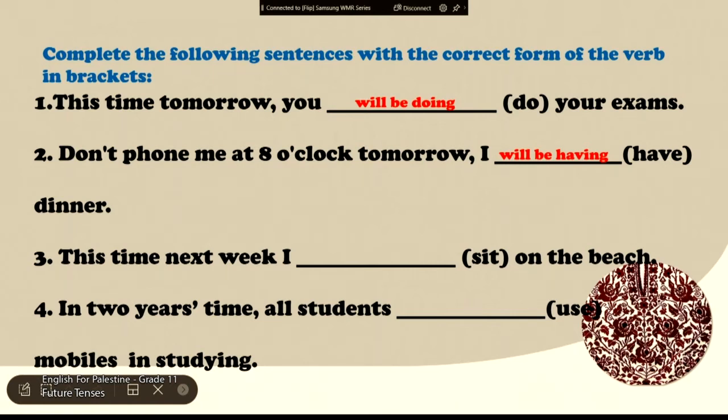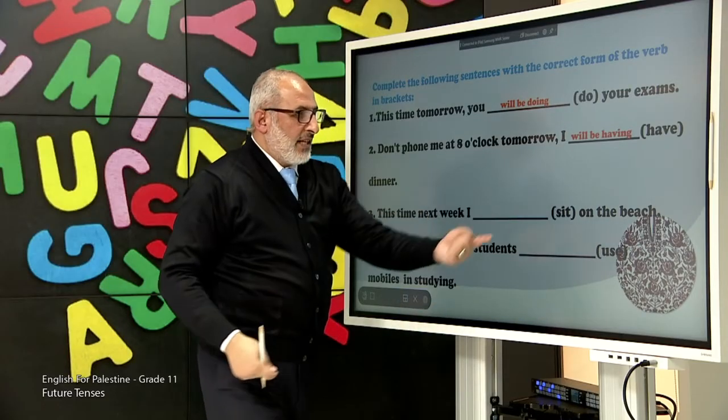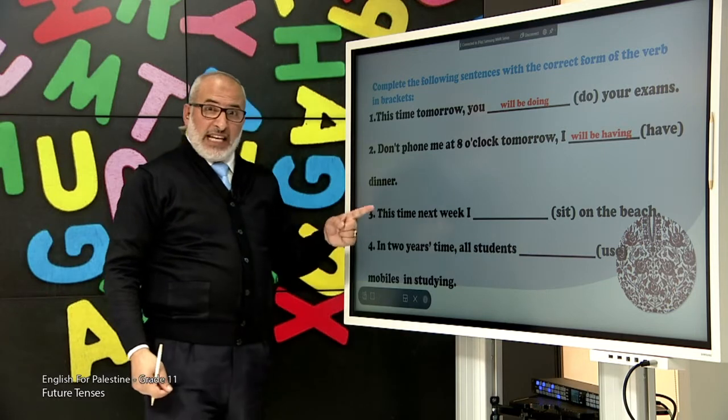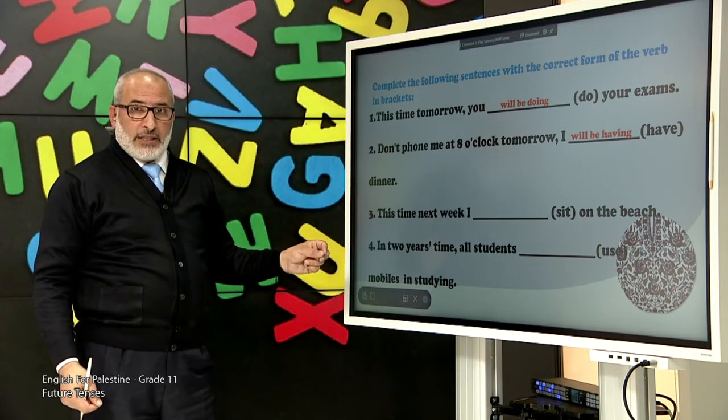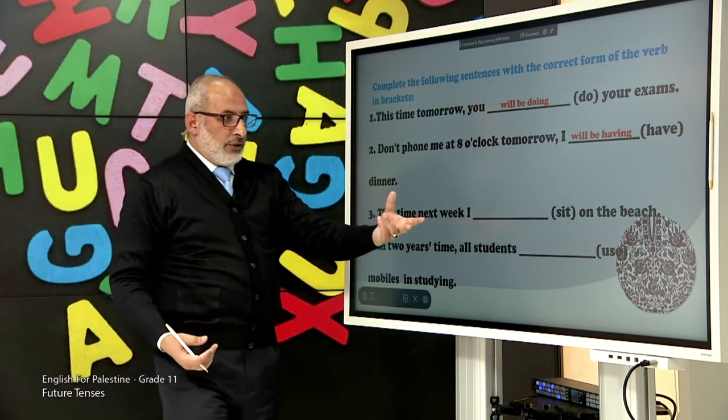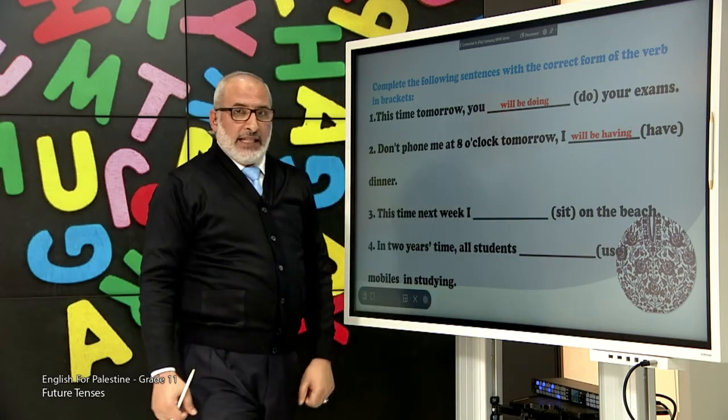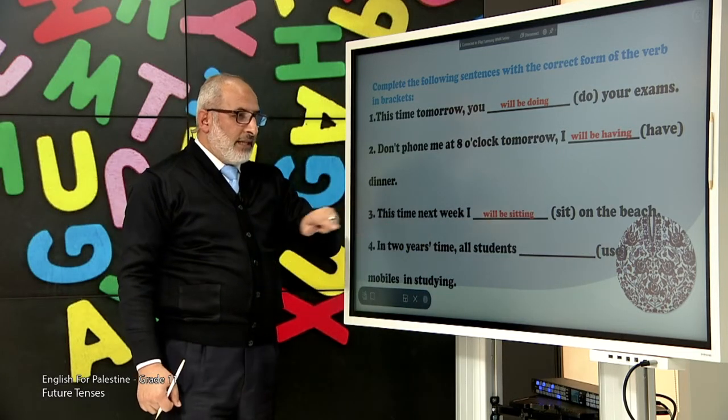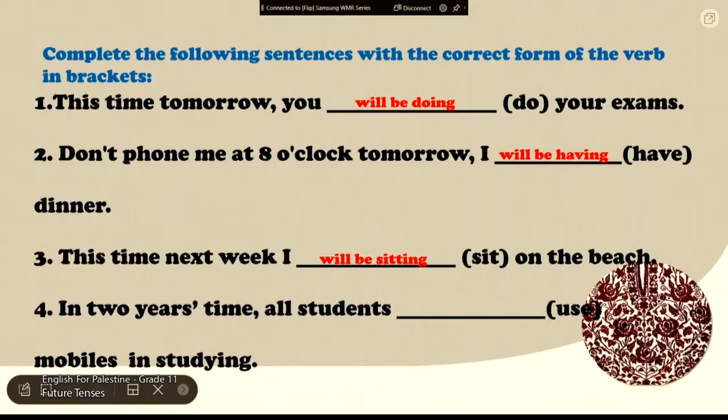Number three. This time next week. This time next week, I on the beach. The verb sit. Again here, future continuous. What is the future continuous of sit? Yes, it is will be plus the ing form of the verb, will be sitting. Good.